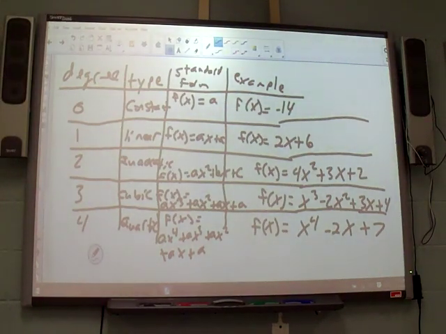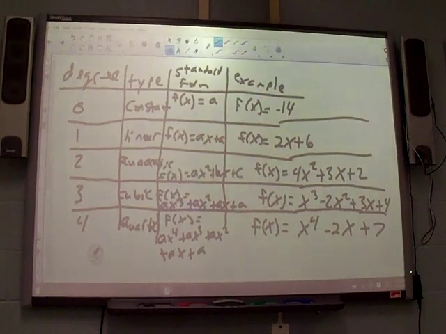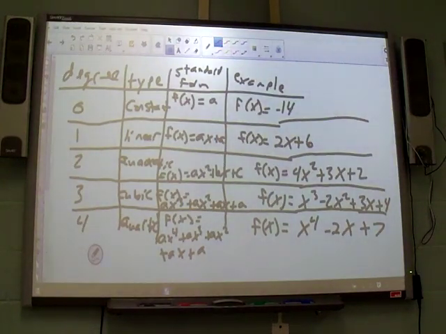All right, get that in your notes ready to look at so I can ask you some questions about it. Are there 2 quadratics? 4 is quartic. I can't believe you can read that. I hate it.